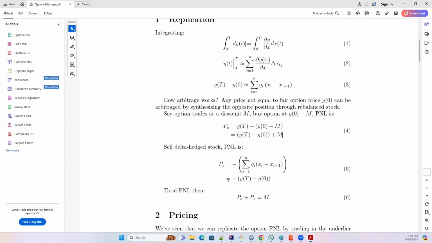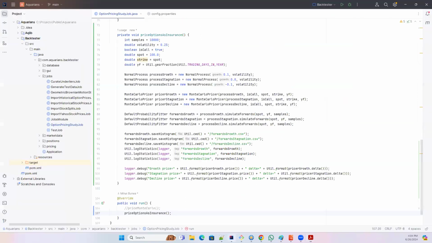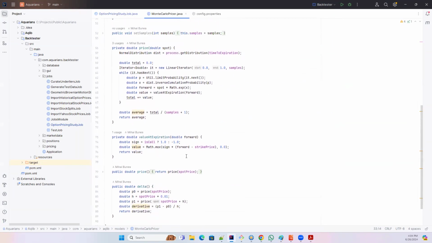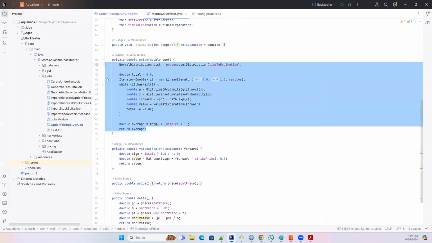And now the question that remains is, what is this Y0? We absolutely must know what the option price is now. We have seen that we can use the insurance argument to price options. This Monte Carlo pricer encapsulates that.